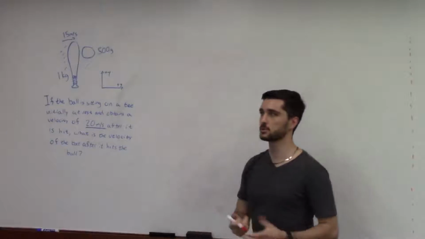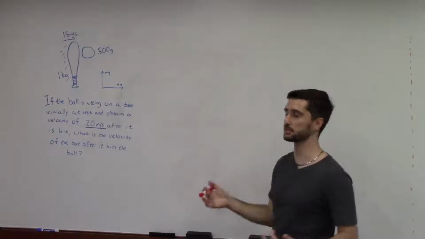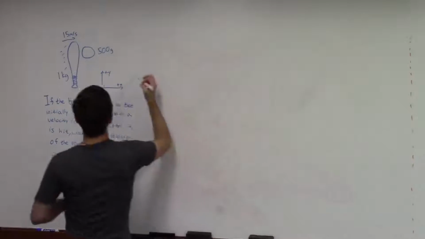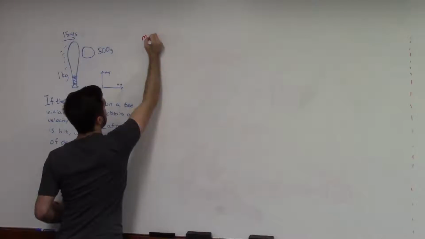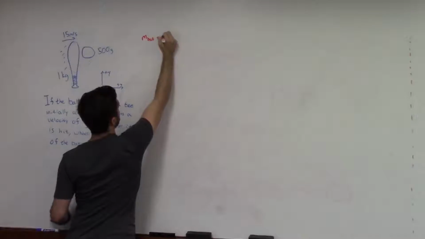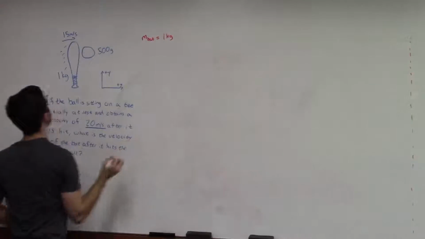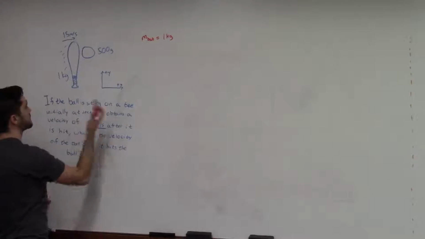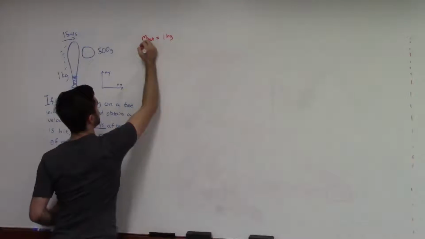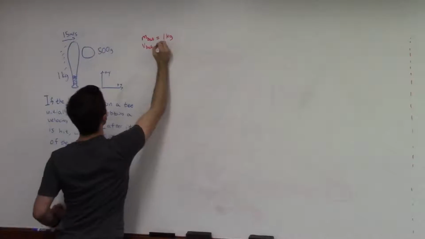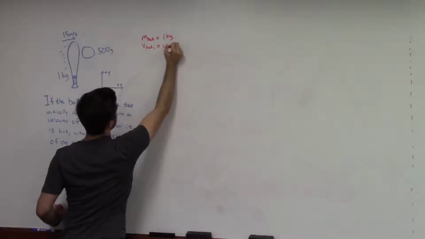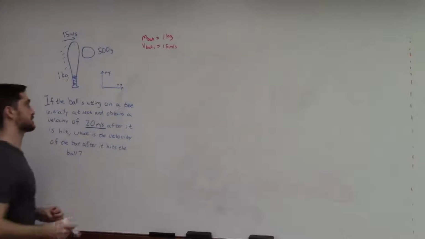So the first thing I'm going to want to do when solving this problem is make a list of everything that I know about the system. So the first thing I'm going to write down is the mass of the bat, which I know is 1 kilogram. So I'm going to call this m bat, and that equals 1 kilogram. All right. And the next thing I'll write down is the velocity of the bat initially. So I'll call this v bat, and I'll give it a little i for the initial velocity. And that's equal to 15 meters per second to the right. And in this system, we're defining right to be positive.